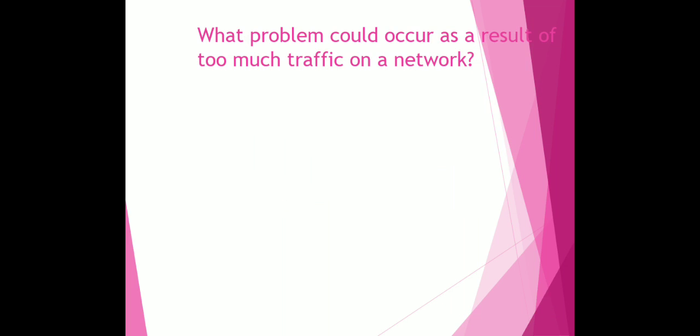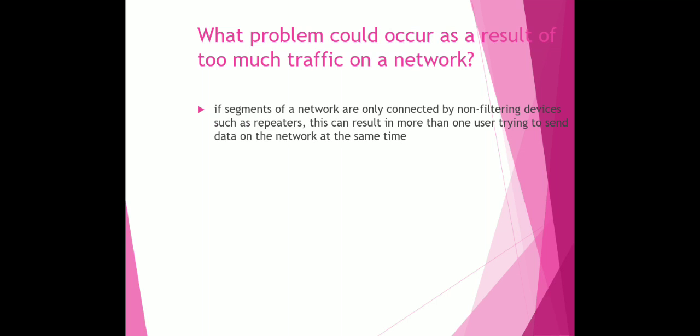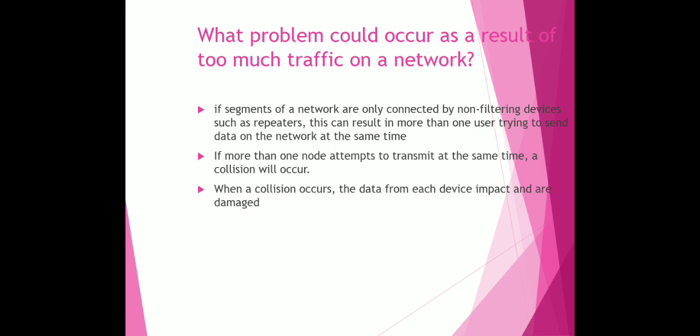Here, what problem could occur as a result of too much traffic on a network? If segments of a network are only connected by non-filtering devices such as repeaters, this can result in more than one user trying to send data on the network at the same time. If more than one node attempts to transmit at the same time, a collision will occur. When a collision occurs, the data from each device impact and are damaged. This is about collision on network devices.